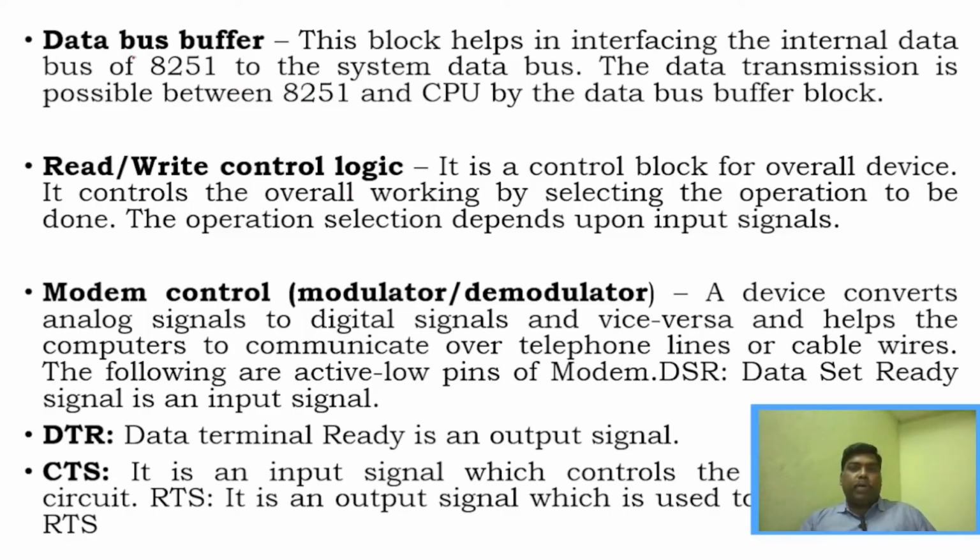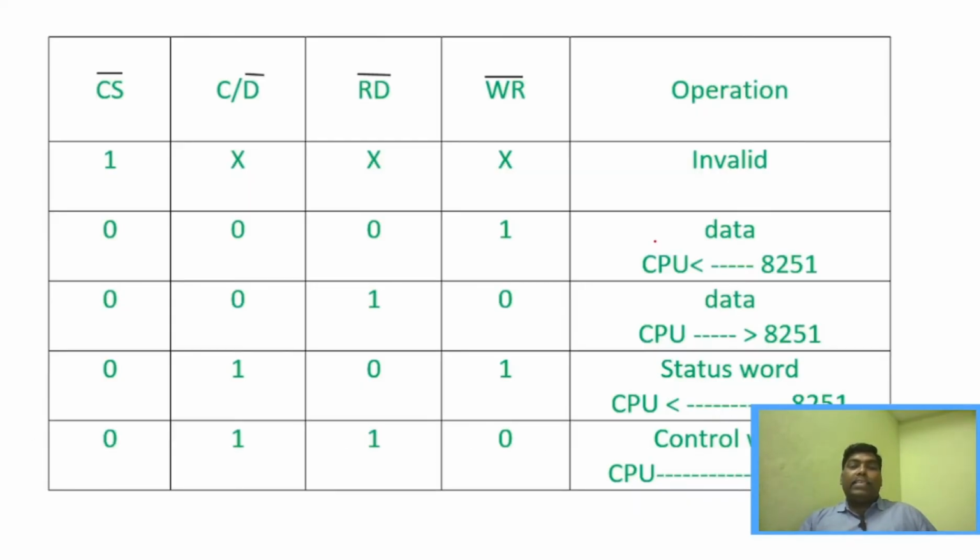You can see the data bus buffer, which is connected to the system bus, right? And the read control logic will be connected to the microprocessor, and it will be selected whenever there is an active low signal. And similarly, we have modem control, where we have DSR, DTR, CTS and RTS signals. I have explained all those things, right? And this is very important: the working of 8251. You have to understand the operation of 8251, right? So how these control signals will work, right?